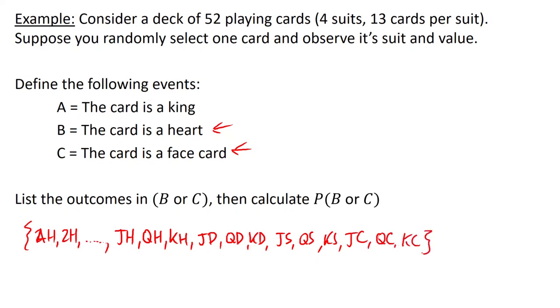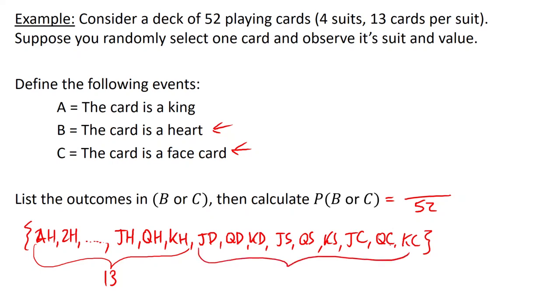Now, what's the probability of B or C? So how many events are here? 23? Because we have close, I think. How many are in the hearts? 14? It's 13, because it's 13 cards per suit. And then how many extras do we have to toss in? 12. Well, there's 12 face cards, but we already had 3 of them thrown in with the hearts. This is the same thing as that quiz problem. So we only had to throw in 9 additional outcomes to be in B or C.